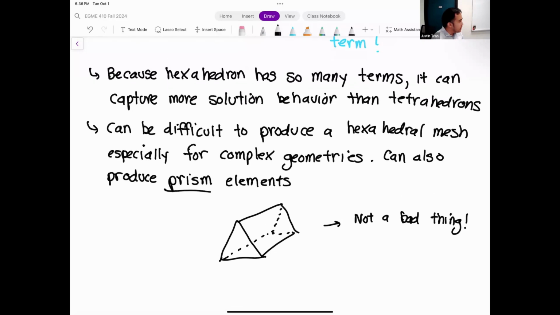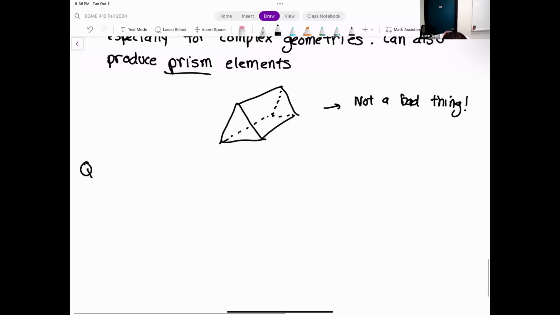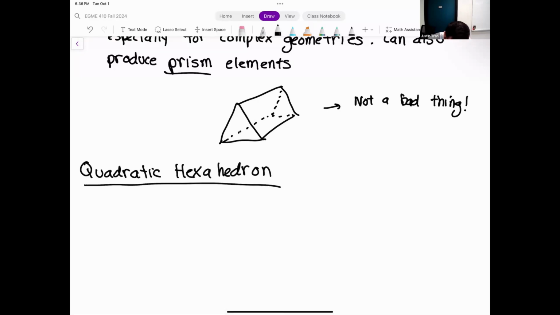Okay, any questions on the linear hex? Okay, all right. So the last thing that I want to cover today is the quadratic hexahedron. This one's going to be a doozy. The same trend is going to apply here: when you go from the linear version to the quadratic version, the number of nodes is going to explode.